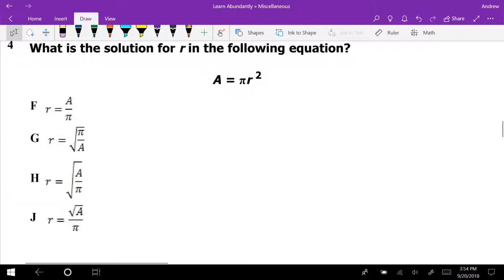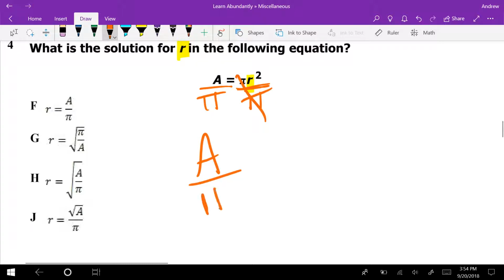Number four, we have the area is actually pi r squared, so the area of a circle. We're trying to get r by itself. R is right there. We've got to do two things. We've got to get rid of the pi. What's the pi doing? Well, it's multiplying, right? So how do we get rid of it? So we're going to divide by pi, which might feel weird, but that's okay. We're just moving it the way it needs to be moved. So divide by pi, and we get a over pi equals r squared.